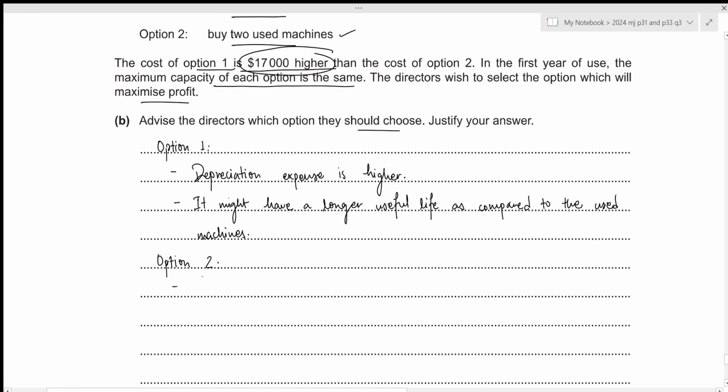The first thing we can write down is, since we are talking about used machines, maintenance costs might be higher. That will definitely reduce our profit. So maintenance costs may be higher.